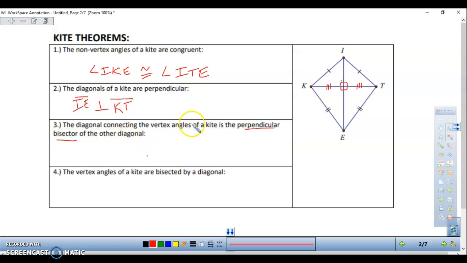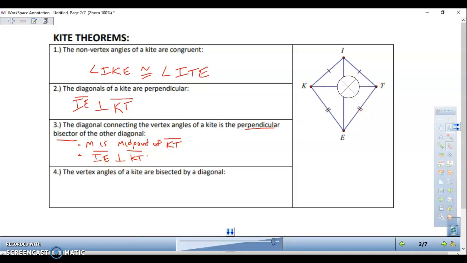So because of this theorem, there's two things I know. Let's call this point M. I would know that M is the midpoint of segment KT. And I would also know that segment IE, just like this is a little bit redundant from the one above, is perpendicular to segment KT. Perpendicular bisector means both of those things. It means perpendicular, and bisect means go through the midpoint.